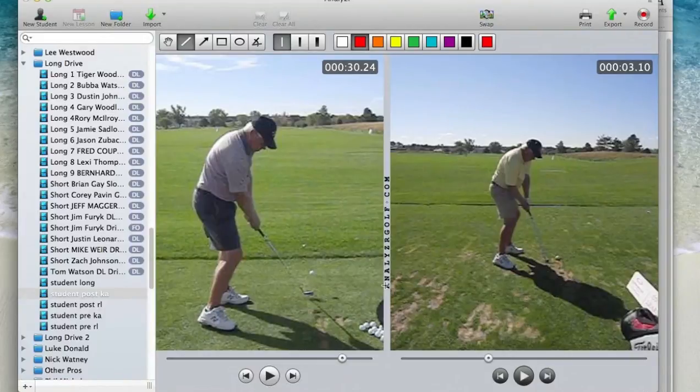But I use this as the last example so that you can see it's not that you need to get all the way to where Tiger or Dustin Johnson is, but if you can improve your sequencing even a small amount, it can have big effects on the launch angle, it can have big effects on your spin rate, and it can help you get a little bit more club head speed.